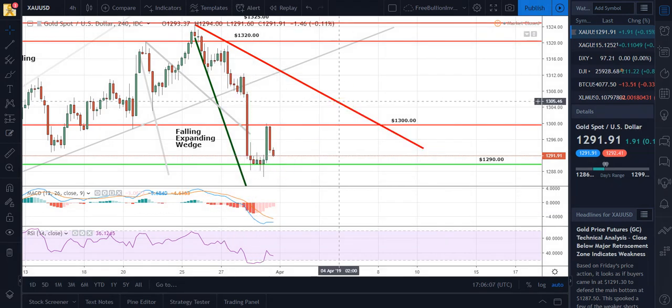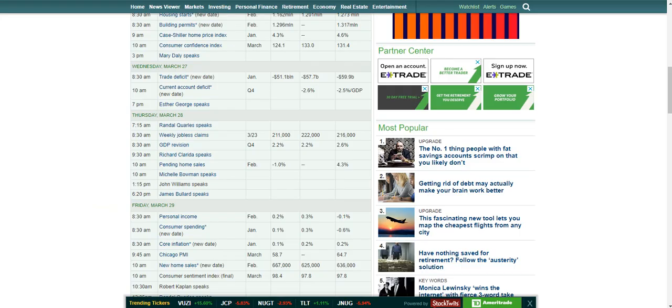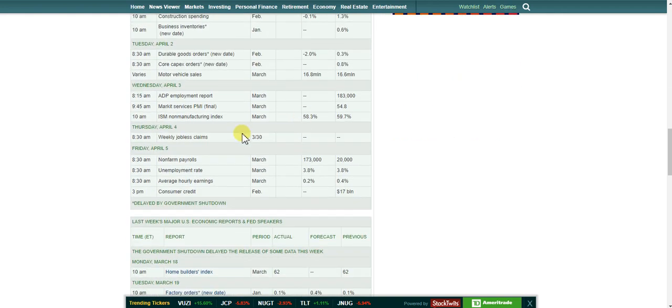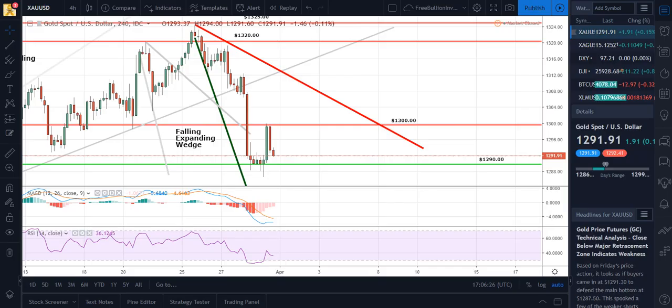Excuse the pop-ups there. As far as any reports go, the biggest report next week will be the non-farm payroll report that comes out at the end of next week. If that's a good report, we'll likely see the price of gold fall, because it could give sentiment to the Fed that says that they should raise rates. But the biggest thing is the yield curve.